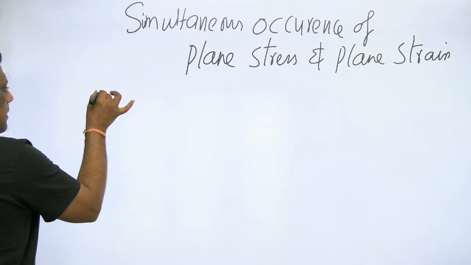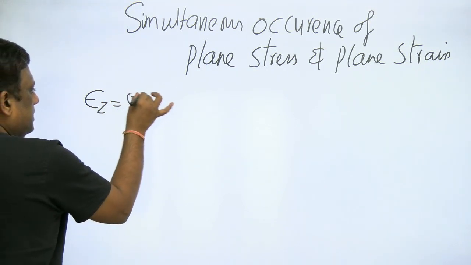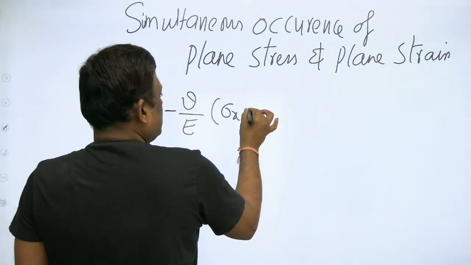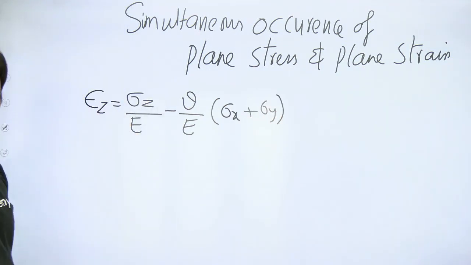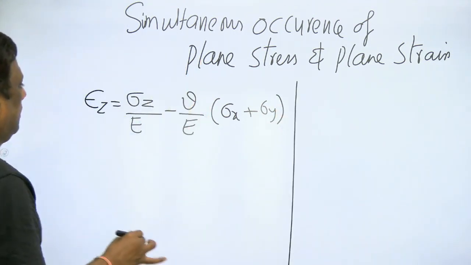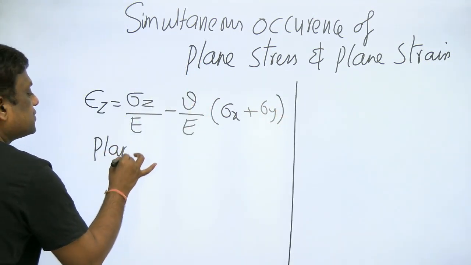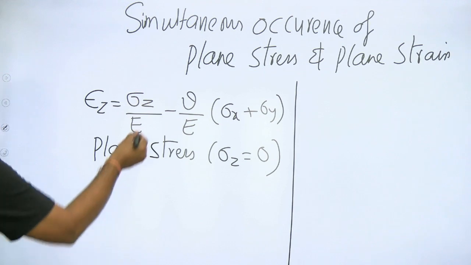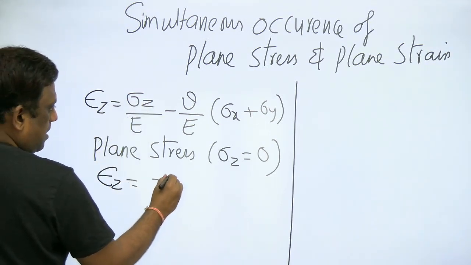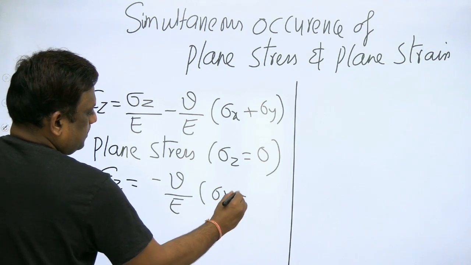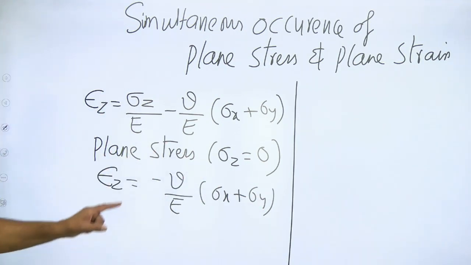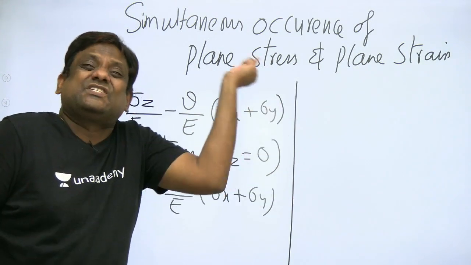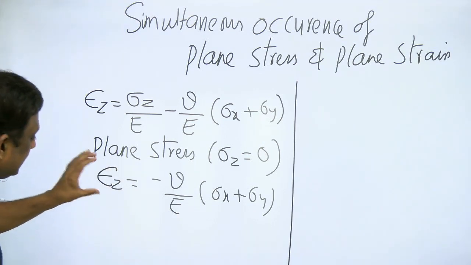Look at epsilon z is equal to sigma z by E minus nu by E into sigma x plus sigma y. Now let's go for plane stress, where sigma z is 0. When sigma z is 0, epsilon z is minus nu by E into sigma x plus sigma y. Tell me, it is already under plane stress. If you want it under plane strain, this should be 0.